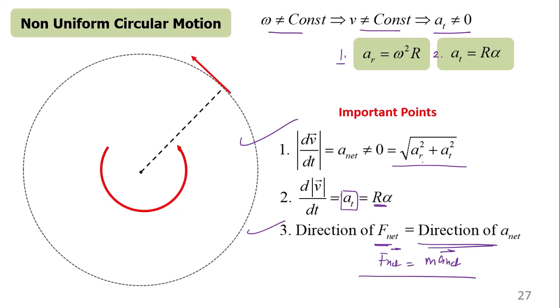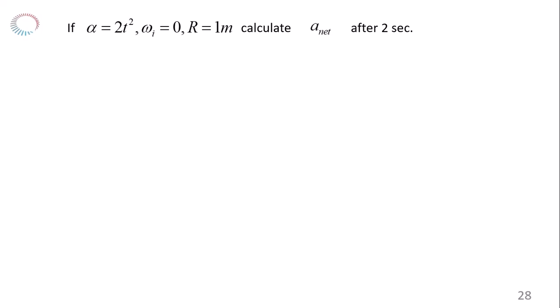And you have to be very careful regarding the decision making, whether you are doing the uniform motion or the non-uniform motion. That can be understood by whether alpha is given or not. If in the question the value of alpha is given, then it is non-uniform. Now alpha is given. Omega initial is 0, R is 1. We have to calculate the net acceleration after 2 seconds.